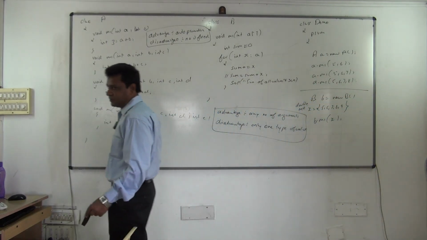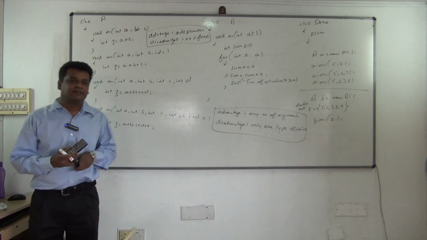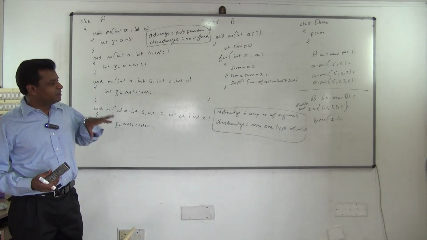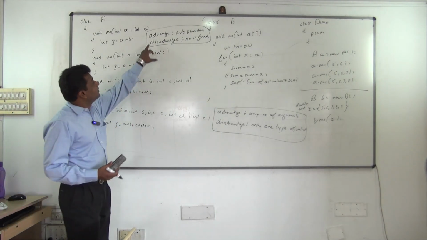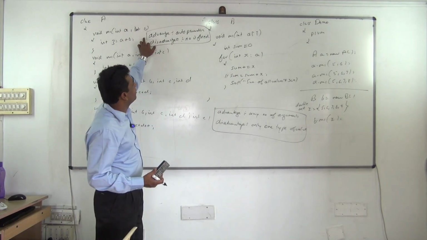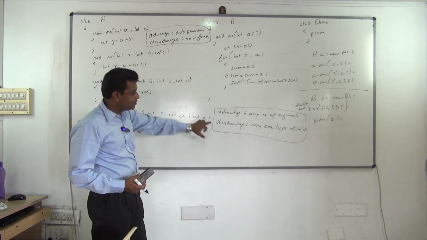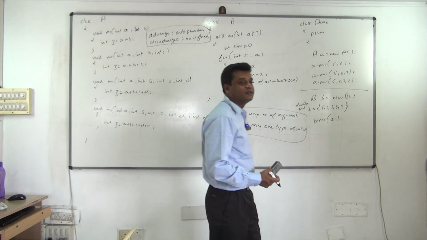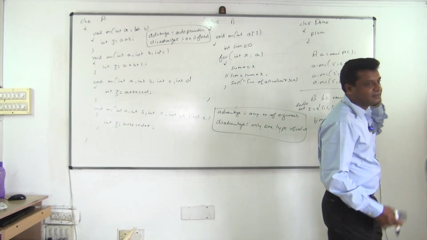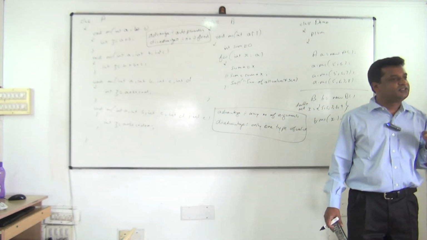Now I want a combination of both. I want my method to support both the advantages combined. Auto promotion should also happen, and it should support any number of arguments also. Yes, we want the best of both. That is where Varargs will start off now.